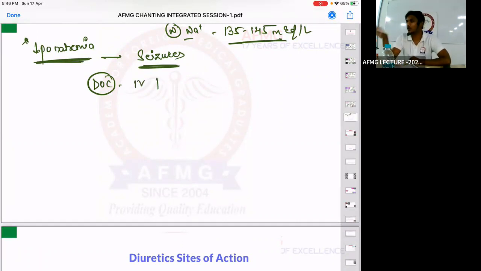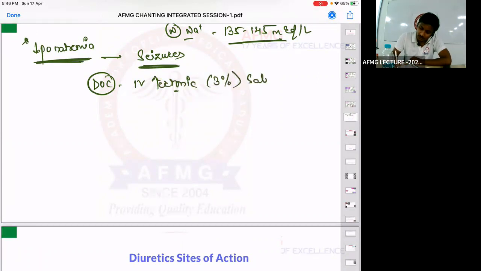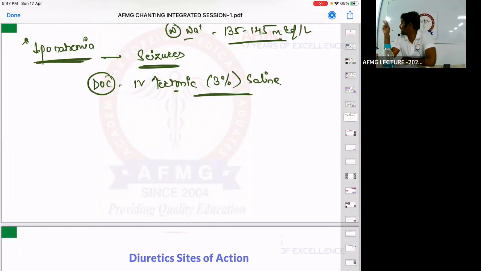You need more sodium, and sodium is more in hypertonic saline, that is 3% saline. Please remember, drug of choice for hyponatremia: hypertonic saline. 3% saline is usually given, that is hypertonic saline. So excess of sodium is given to the patient.